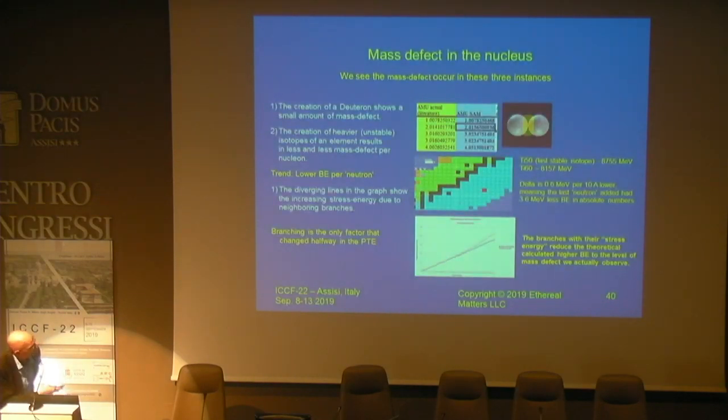A mass defect occurs in 3 instances, if you will. When you create a deuteron or a helium, you see a mass defect occurring. If you keep adding neutrons to a known element, you will also get that same effect. And as pointed out in the graph, in the heavier elements over here, you get a deviation, which is again that mass defect occurring.